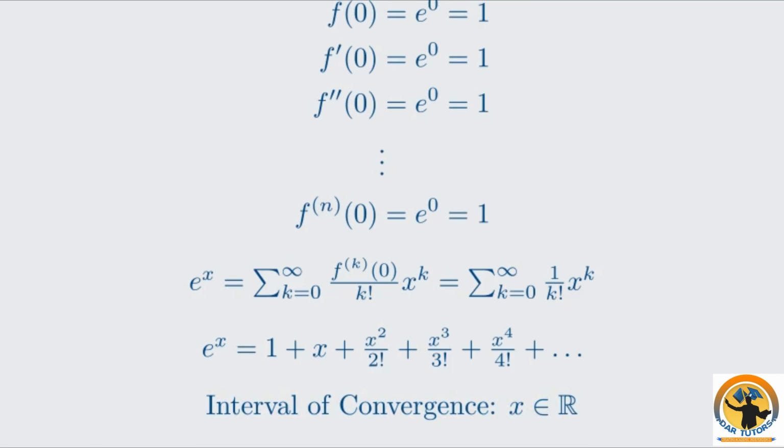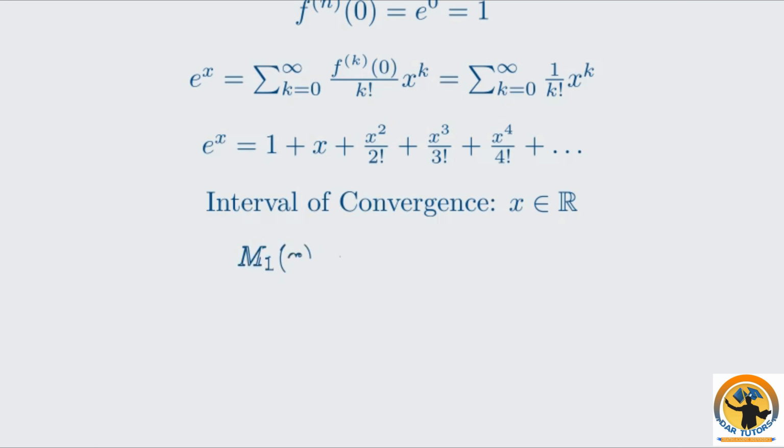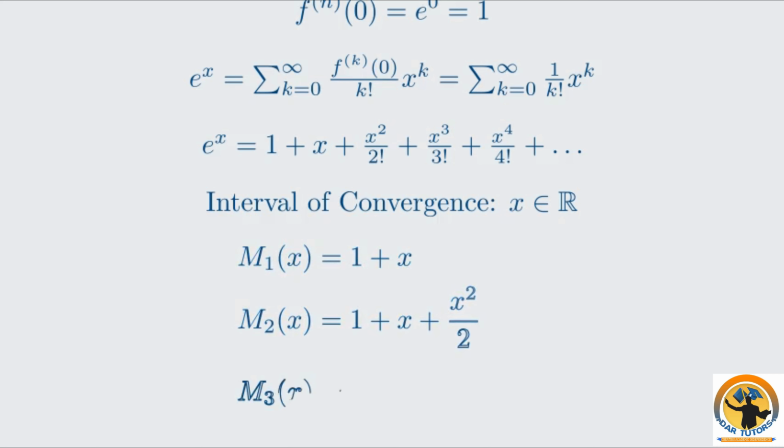Let's look at the Maclaurin polynomial approximations for e to the x. M sub 1 of x is 1 plus x. M sub 2 of x is 1 plus x plus x squared over 2. M sub 3 of x is 1 plus x plus x squared over 2 plus x cubed over 6. As we add more terms, the polynomial gets closer and closer to the curve of e to the x. This scene has shown us how to derive the Maclaurin series for e to the x and has highlighted its universal convergence, making it an incredibly useful tool for approximation and analysis.